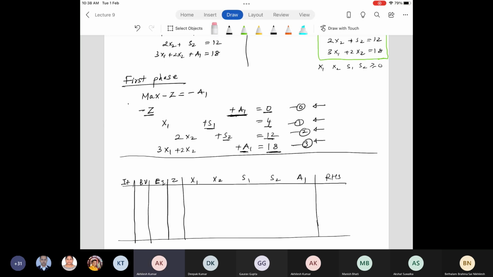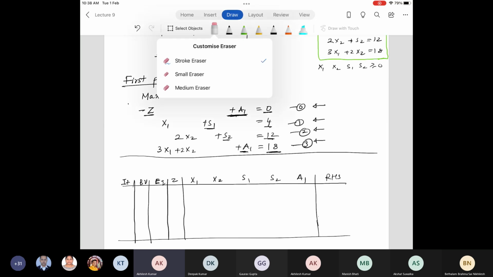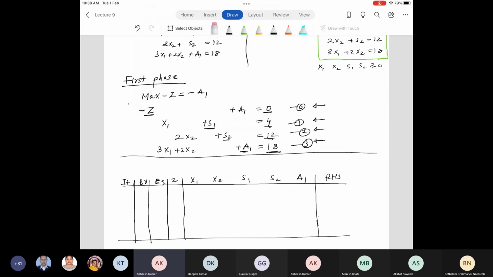What does the basis mean actually? Basis means that you can put it in a proper Gaussian elimination form. So minus g is simply equal to 0, S1 simply equals 4, S2 simply equals 12, A1 simply equals 18, because x1 and x2 are non-basic variables, and I'm assigning them equal to 0.